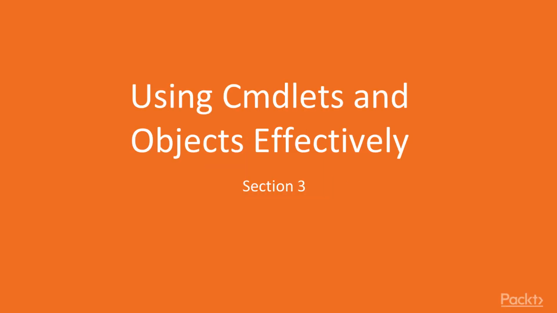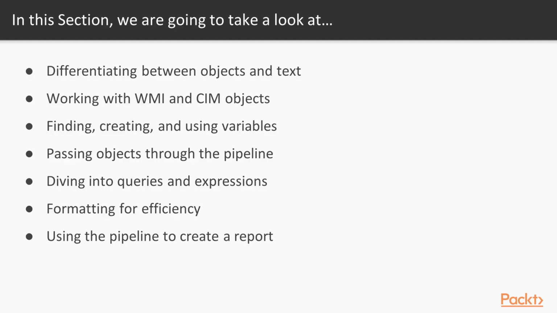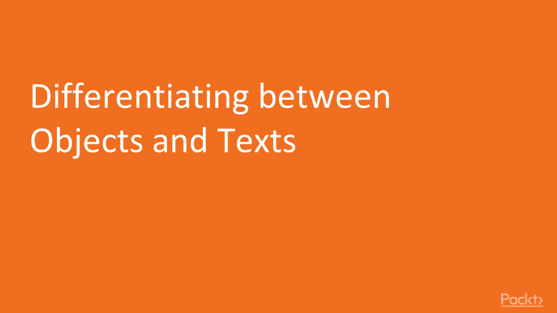Welcome to Using Commandlets and Objects Effectively. In this section, we will cover differentiating between objects and text, working with WMI and CIM objects, finding, creating, and using variables, passing objects through the pipeline, diving into queries and expressions, formatting for efficiency, and using the pipeline to create a report. Welcome to differentiating between objects and text.